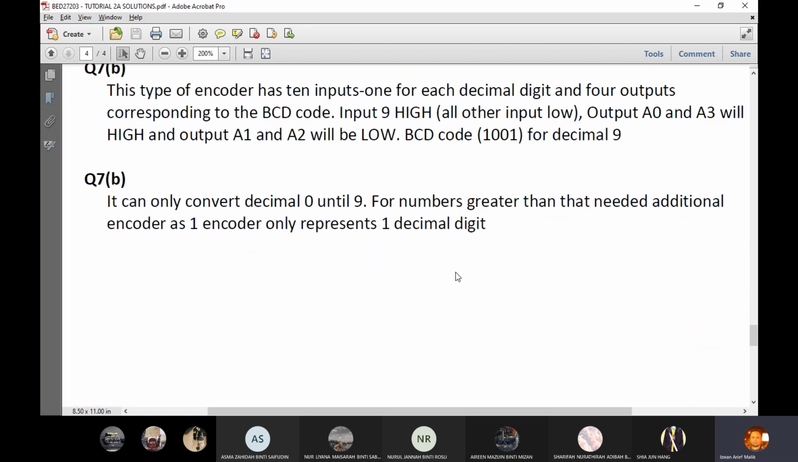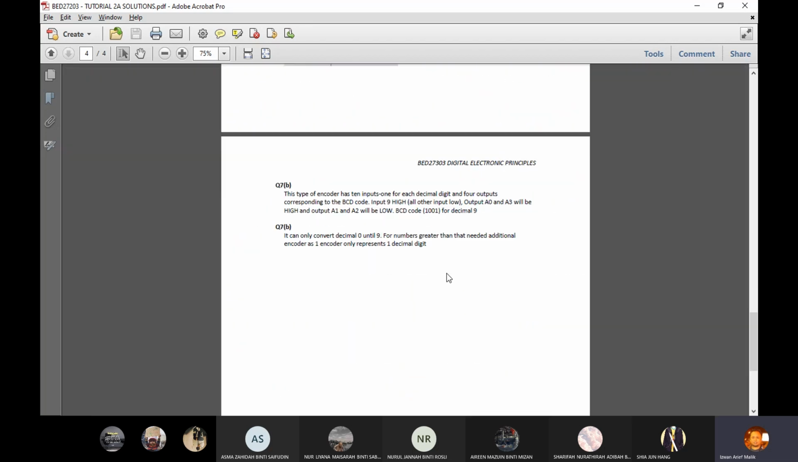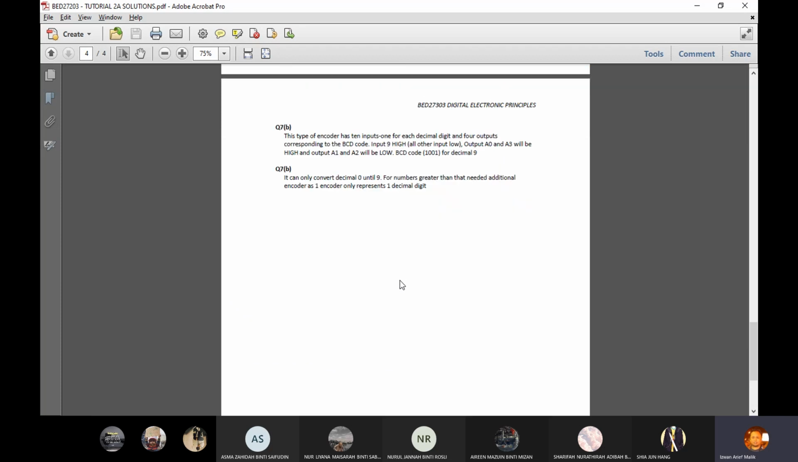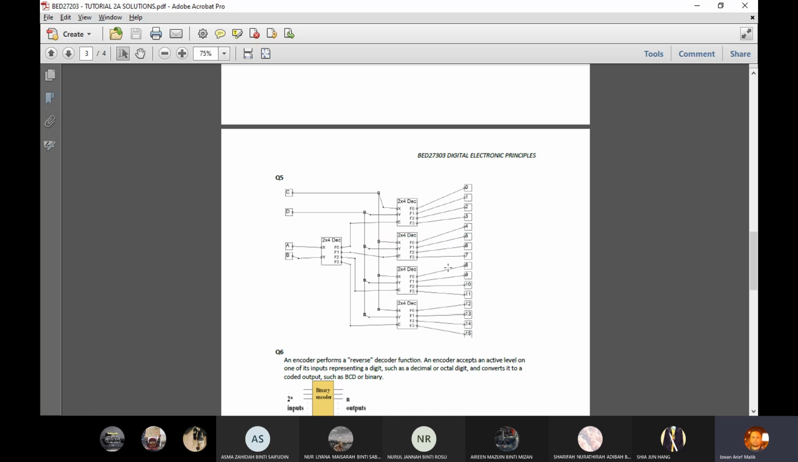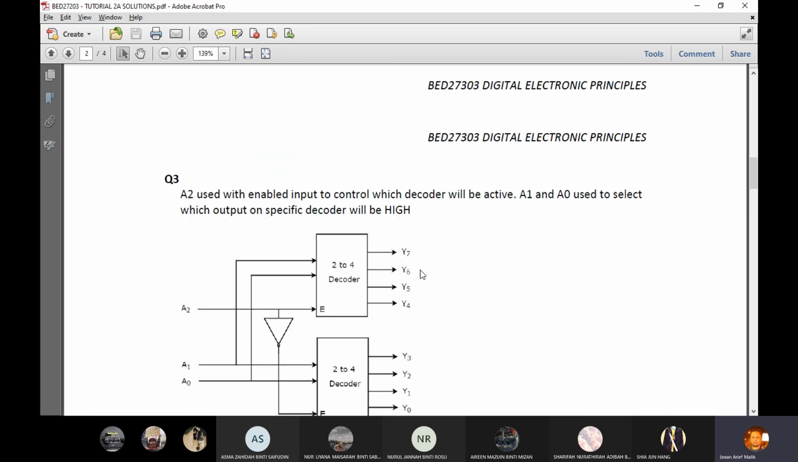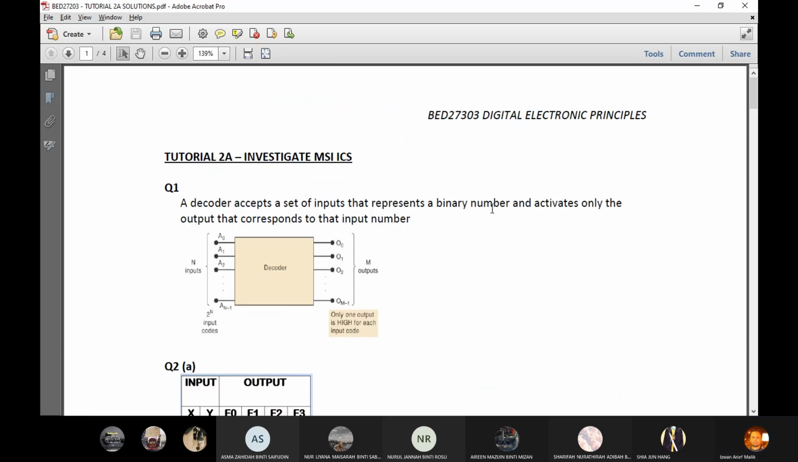So that is basically the disadvantage untuk decimal to BCD encoders ni lah. Okay, not really a disadvantage lah, cumanya it is a limitation lah untuk penggunaannya sebab it can only convert 0 until 9. It cannot convert 0 until 10. Tak boleh. Dia boleh 0 until 9 sahaja. So that is the limitation. Okay. So are you guys okay with the solution?